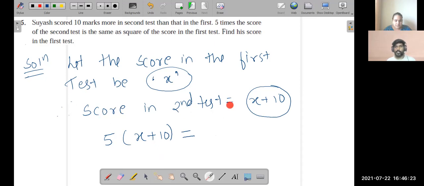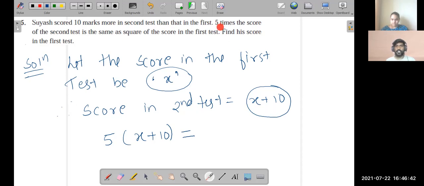Okay, so you wrote score x plus 10. Yes, the score in the second test is x plus 10. Actually, can you turn your camera on? I can't make out anything if you're understanding or not understanding, or even if you can hear. Yeah. Okay. So the score in the second test is x plus 10.